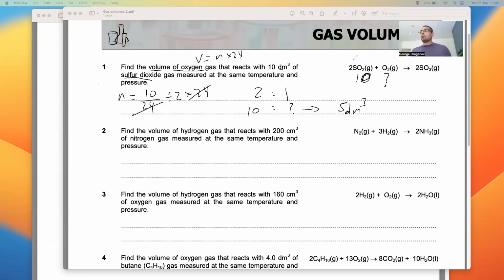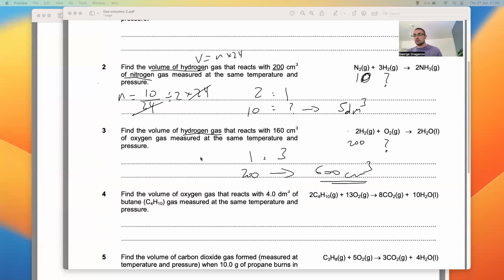So let's look at one more example, 2. Find the volume of hydrogen from 200 of nitrogen. Well, the answer will be the ratio is 1 to 3. So 200 will go to 600 centimeters cubed because they use centimeters cubed. And that's how you do these. Now, this, as I said, only works with volumes of gases.